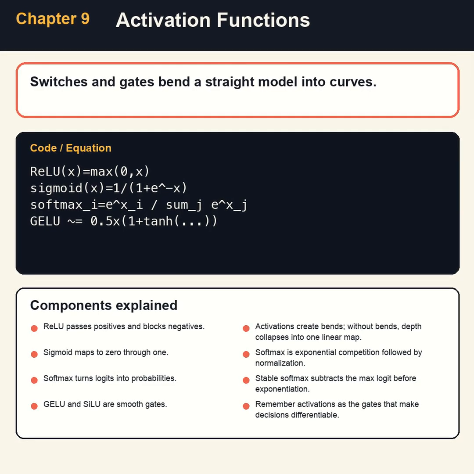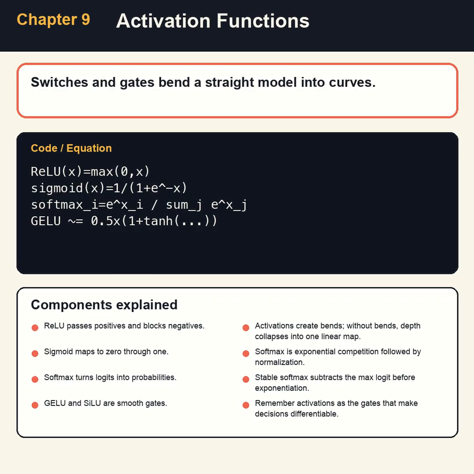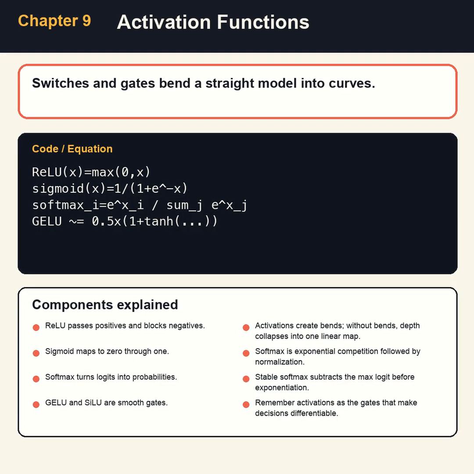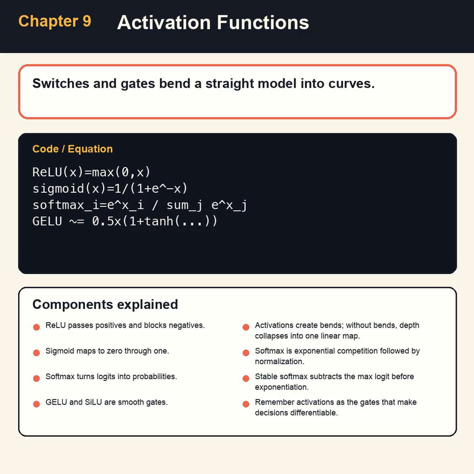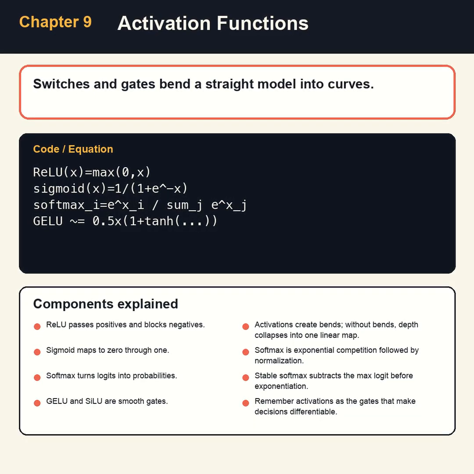Activation functions are the moment the model gains expressive power. ReLU became popular because it was cheap and kept gradients alive on the positive side. Sigmoid and tanh shaped early neural networks and still power gates. Softmax turns raw scores into a contest where probability mass must sum to 1.